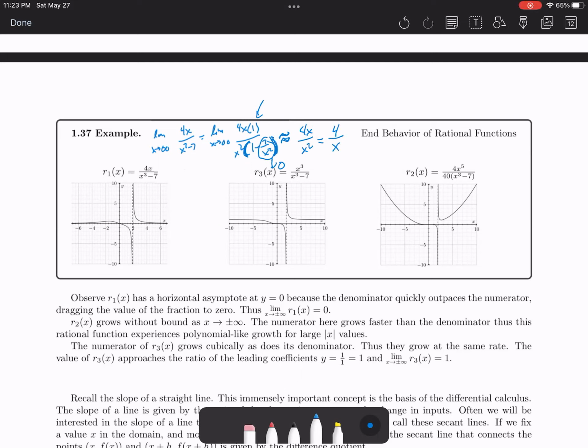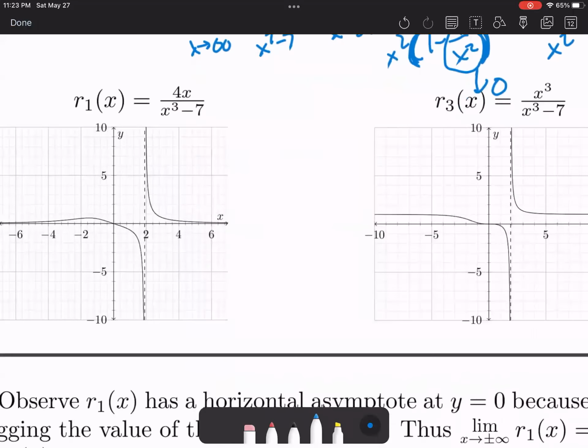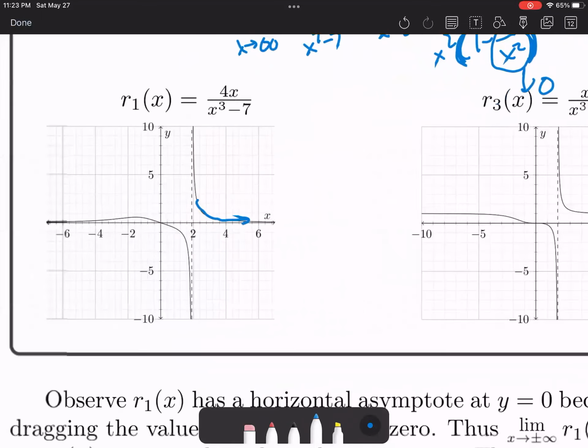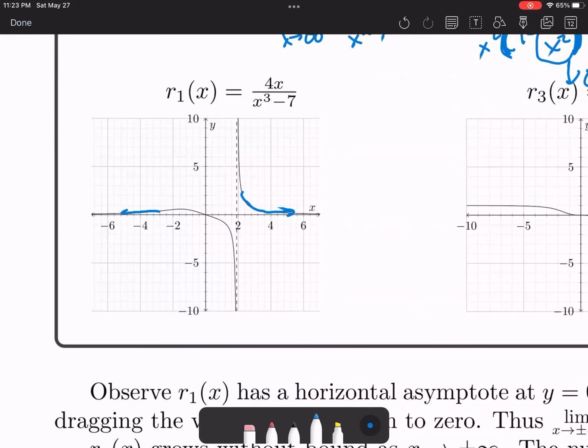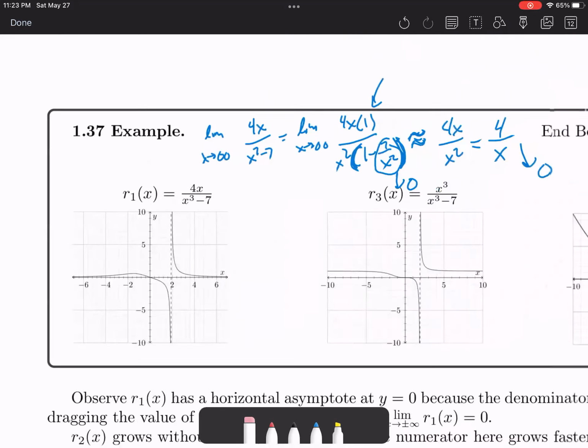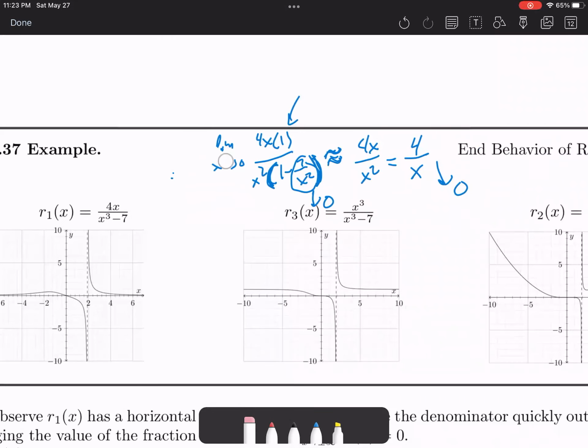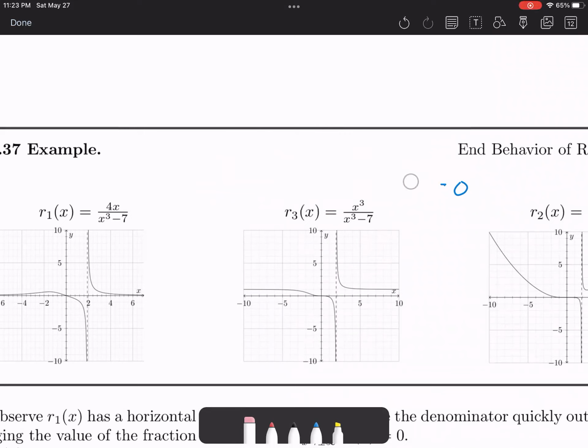And what happens to 4 over x as x gets larger and larger? It drops down to 0. So we see that from the graph. As x gets larger and larger, our y values drop down to 0. You can also approach minus infinity, and for the same reason, the limit is 0. So that's why you have a horizontal asymptote at 0 when the degree of the denominator is larger than the degree of the numerator.